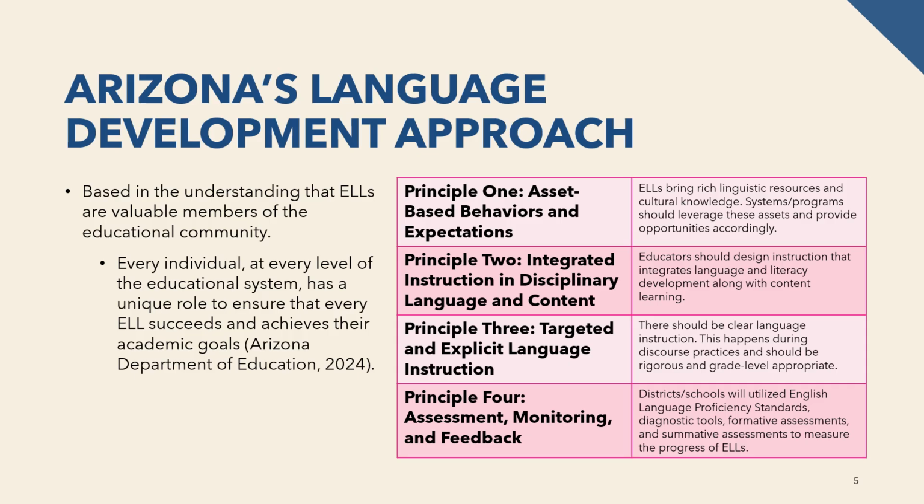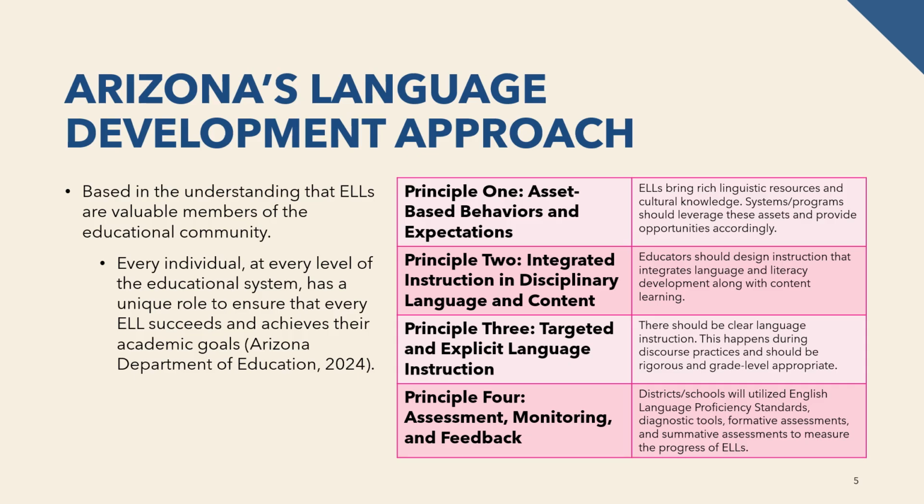Principle number 2 is the integrated instruction in disciplinary language and content. With this principle, our educators should design instruction that integrates both the language and literacy development along with content learning for our ELL students. We want to make sure that both the instruction we give them and the content is applicable to what would be best for them. This happens by following content standards when planning our instruction while also utilizing the English language proficiency standards to support differentiation.